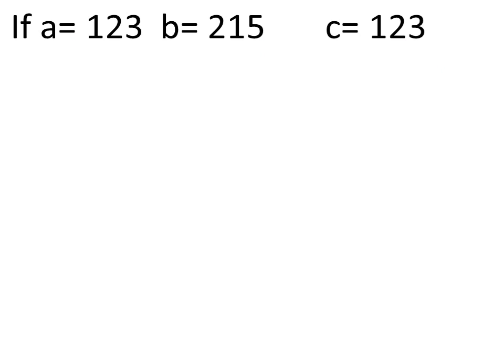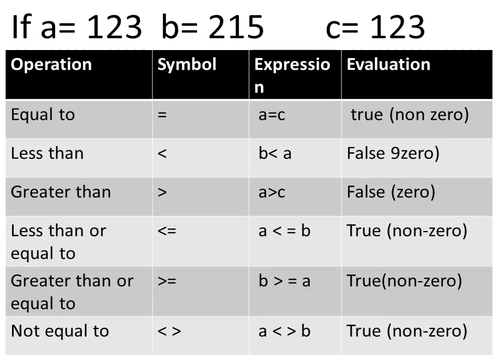For example, we have three values: a equal to 123, b equal to 215 and c equal to 123. Now we will compare all these values by using relational operators. You can see some symbols on your screen which are equal sign, less than sign, greater than, less or equal to, greater or equal to, not equal to.